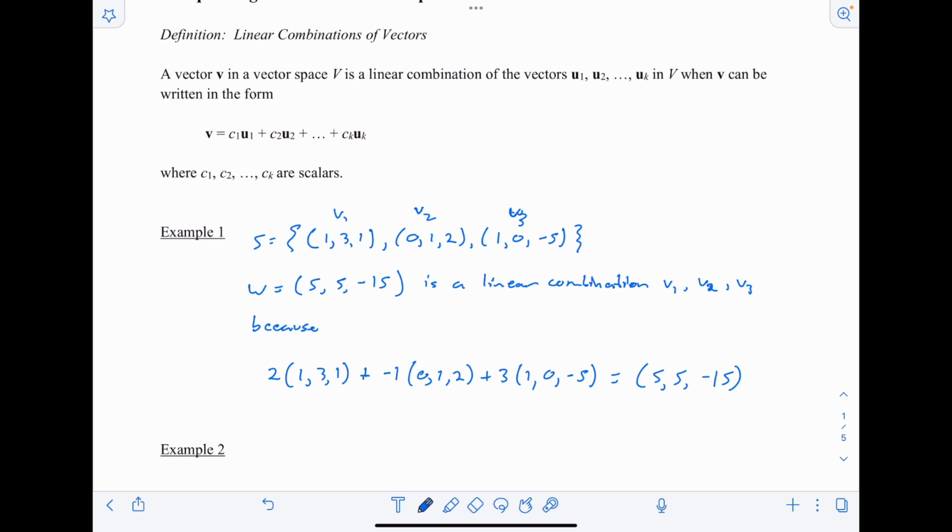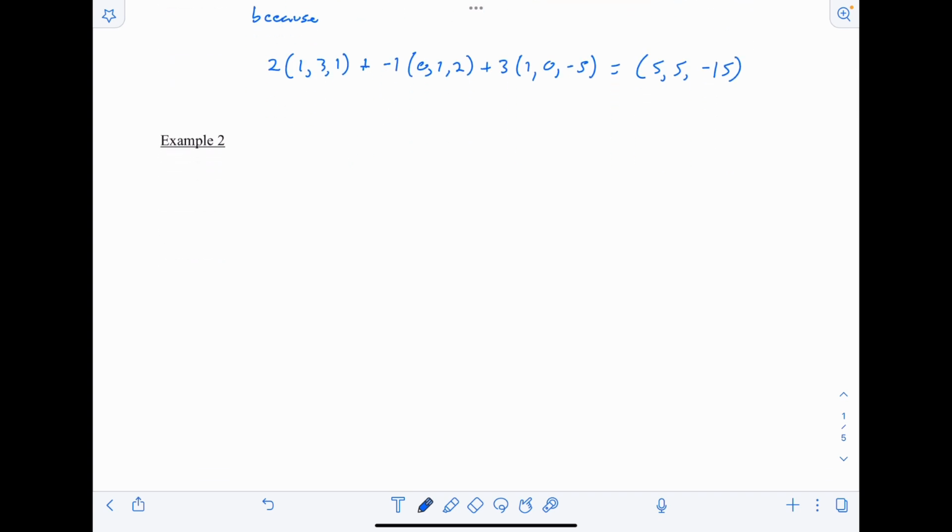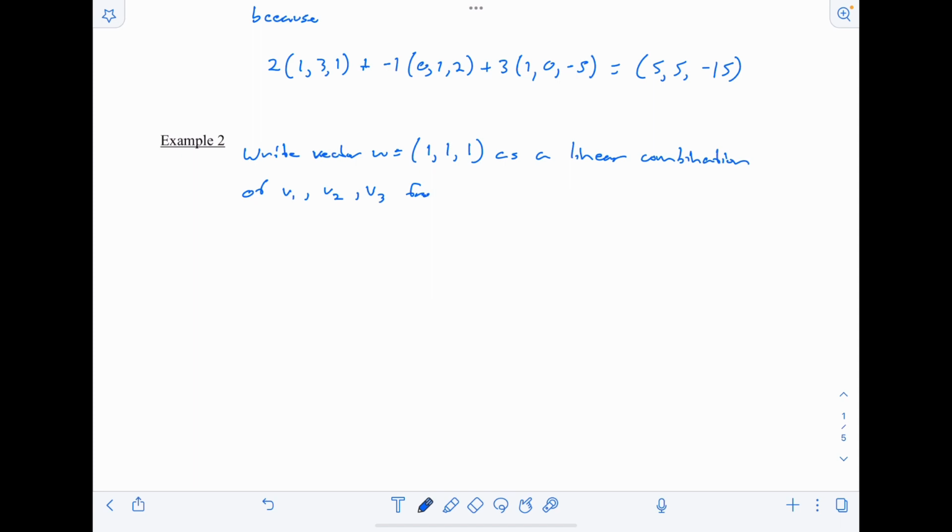All right. So let's do an example then where we don't know what the scalars are, and we're going to find the scalars that would create that linear combination. So we are going to write vector W, which we're going to define as 1, 1, 1, again staying in that 3 space, as a linear combination of V1, V2, and V3 from above. So we're going to use the same vectors we just used from example 1 and use those to create this W defined as 1, 1, 1.